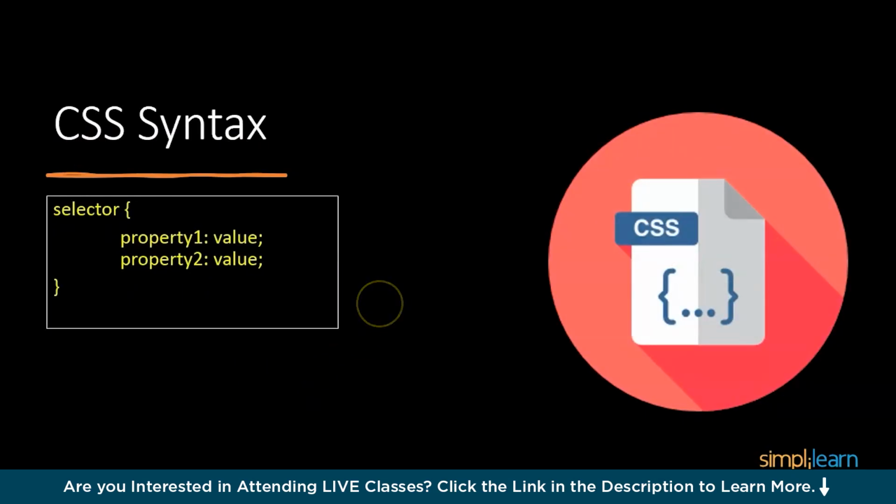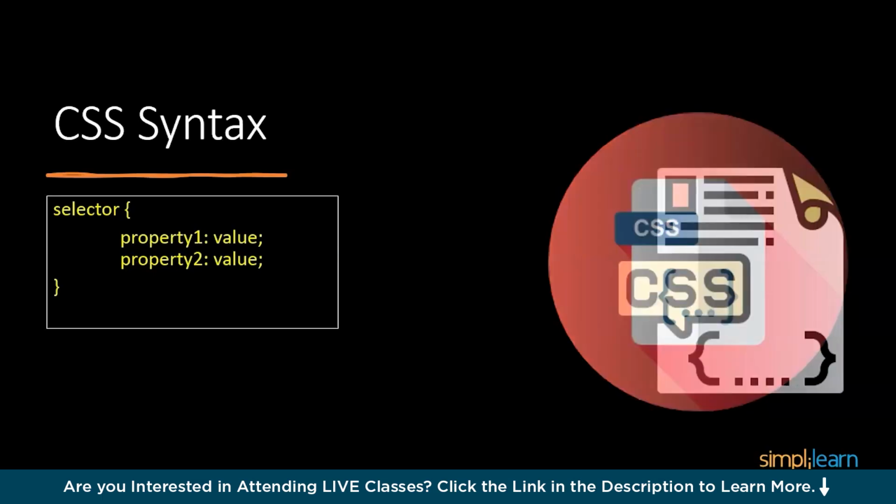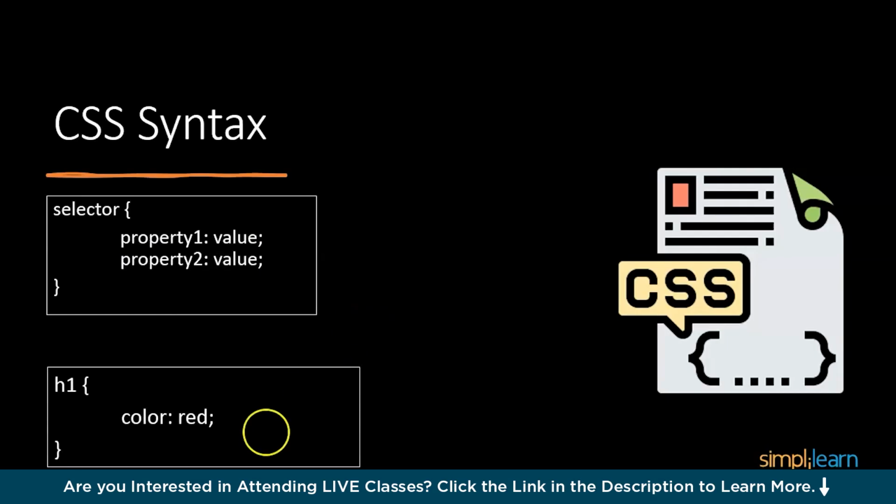So this is the complete syntax of the selector. The name of the selector first, followed by the curly braces, and inside the curly braces, we add the property and the value. This is an example of a selector. Here, h1 is our element and we have changed the color of the heading 1 to red.